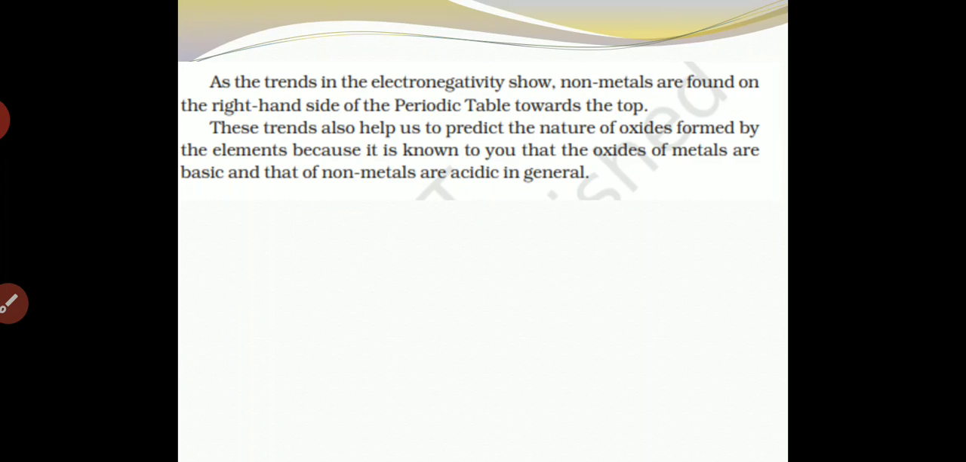Okay, as the tend in the electronegative, so non-metals are found on the right hand side of the periodic table towards the top, as we can see in a periodic table. This can also help us to predict the nature of an oxide formed by the element, because it is known to you that the oxides of metals are basic and non-metals are acidic in general, which we have already studied in a previous chapter. Okay, oxides of metals are basic and non-metals are acidic.